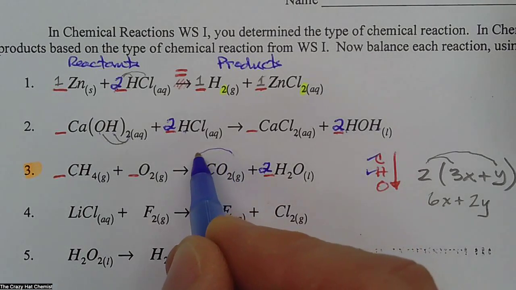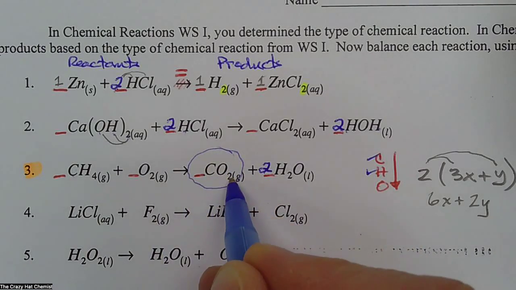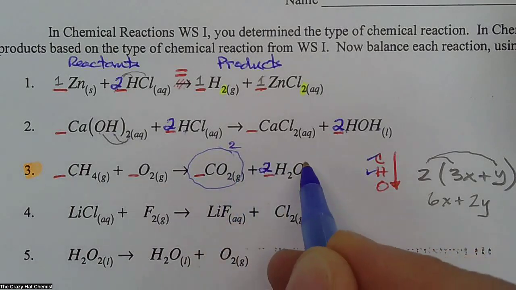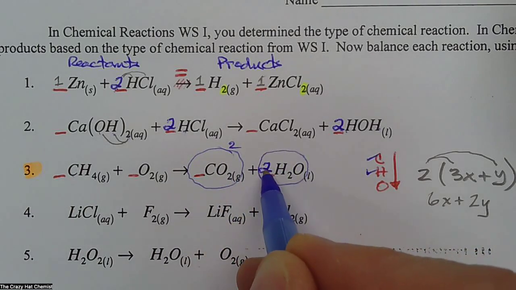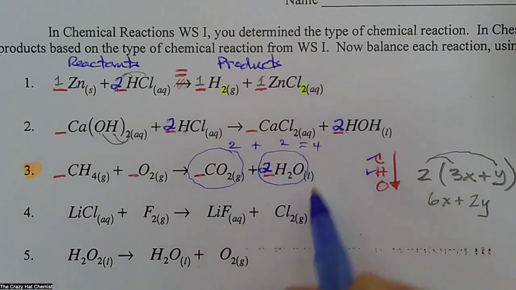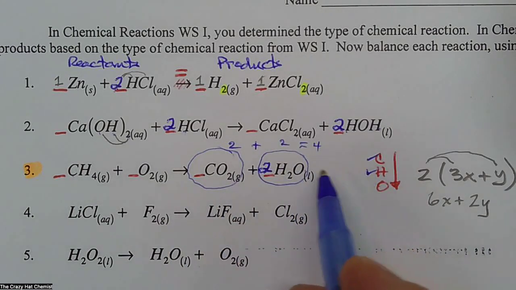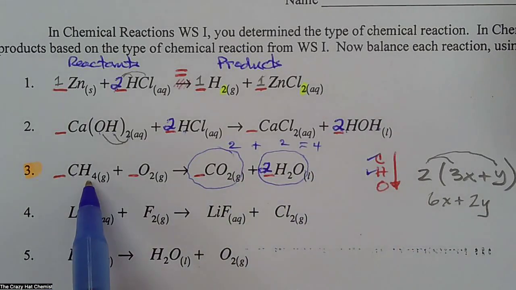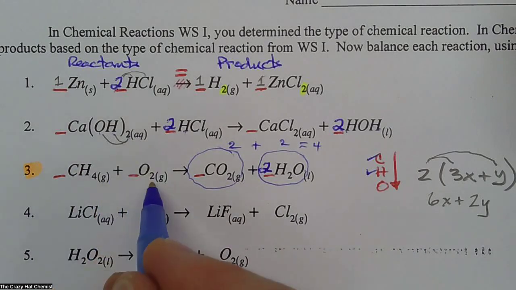So we're going to count up the number of oxygens that are right here, and that is 2. We're going to count up the number of oxygens right here. That's 2 times 1, that's 2. There's a plus sign in between them, so that's a total of 4 oxygens on the product side. There are no oxygens in this formula of methane, so there are already 2.